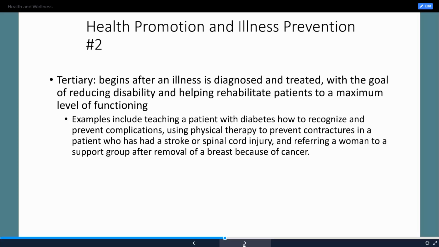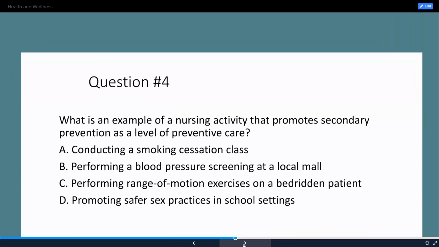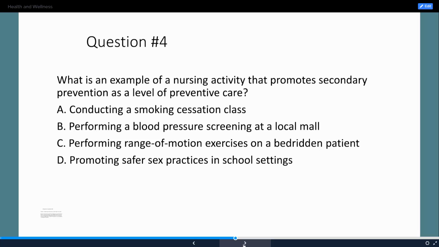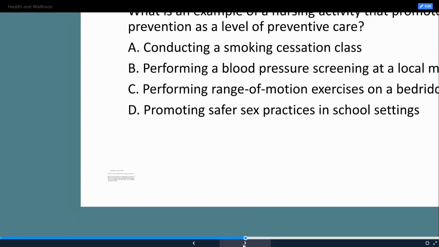So primary, secondary, tertiary. So let's look at a question here. What is an example of a nursing activity that promotes secondary prevention as a level of preventative care? Would it be A, conducting a smoking cessation class, B, performing a blood pressure screening at a local mall, C, performing range of motion exercises on a bedridden patient, or D, promoting safer sex practices in school settings? All right, so let's see the answer, guys.